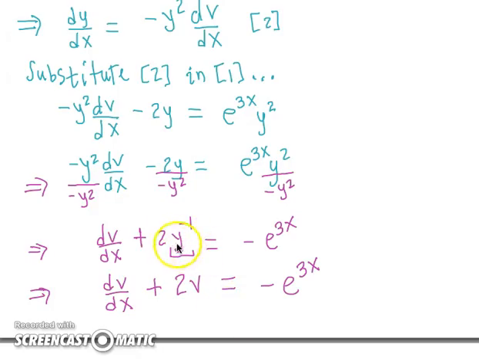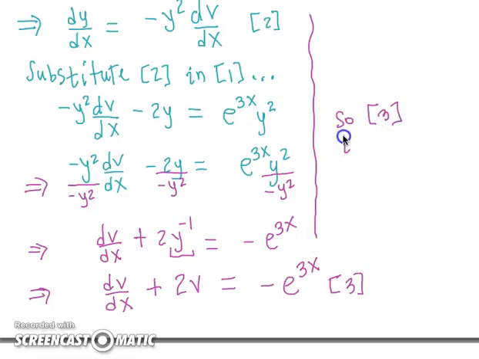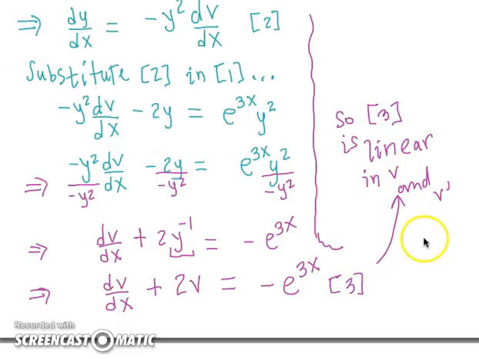So we can rewrite this expression, substituting y to the minus 1 with the new variable v. We can call this expression number 3, and expression 3 is linear in v and its first derivative, v prime. So expression 3 here is linear in terms of the function v and its first derivative.